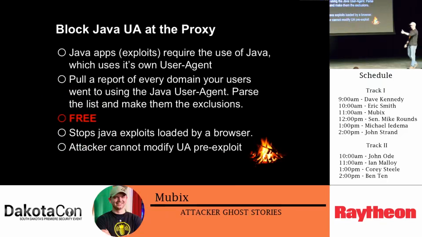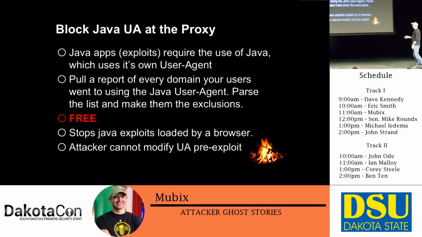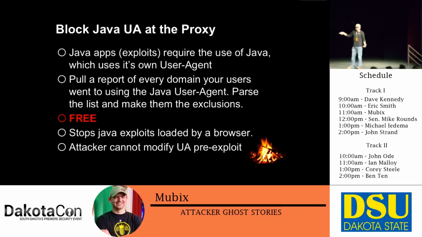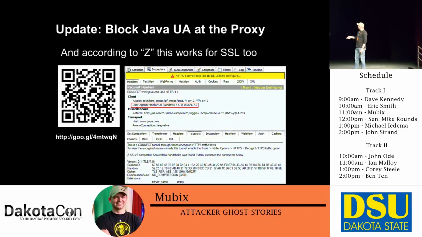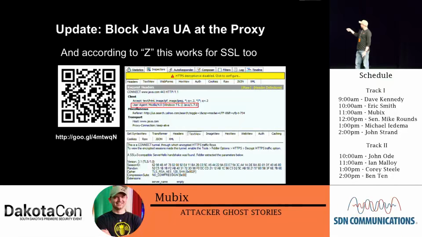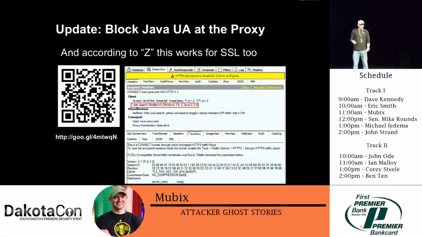Approved. So this is what I used to talk about, blocking at the proxy, because that was the only way you could do it. And the cool thing about this is that it worked in SSL as well, right? So if you look at a proxy log, you see the user agent still goes across just fine inside of the proxy logs for SSL traffic.